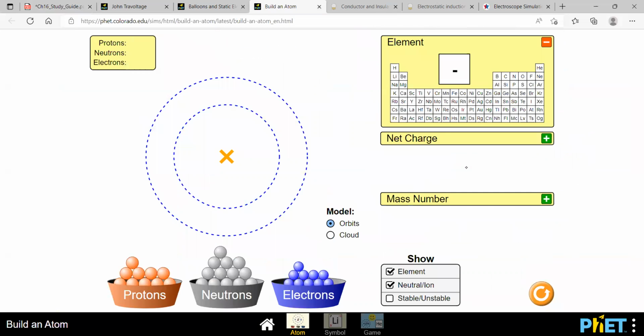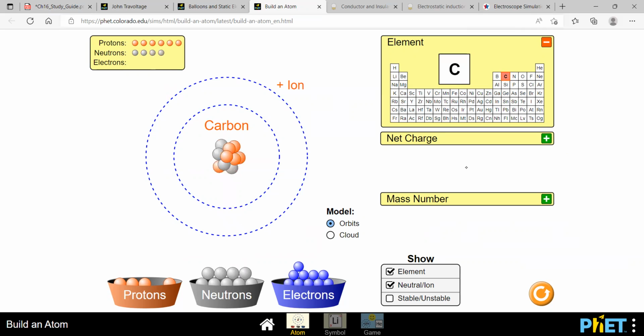So you can see here you can basically build an atom. Let's build a carbon atom. Carbon contains 6 protons, 6 neutrons and 6 electrons. So here I'm adding the protons. You see the nucleus, now we have 6 protons, now it needs 6 neutrons.